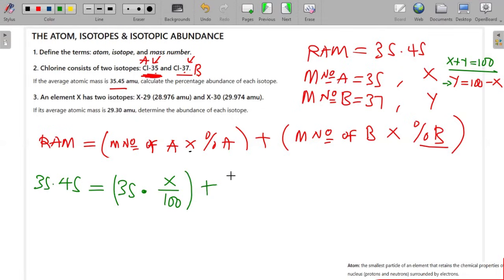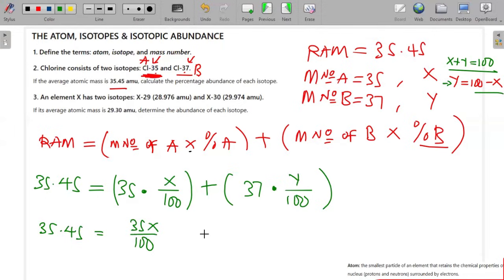Okay, and then plus here I have 37 plus, and then on the other side, what am I going to have? Oh, this is multiplication. So 37 multiplied by the percent for the B. The percent for the B was Y. First of all, I'll just express it as a Y here, and then over 100. If you want, you can put 100 minus X. So meaning here, I'm going to have 35.45 is equal to 35x over 100, plus 37y over 100.